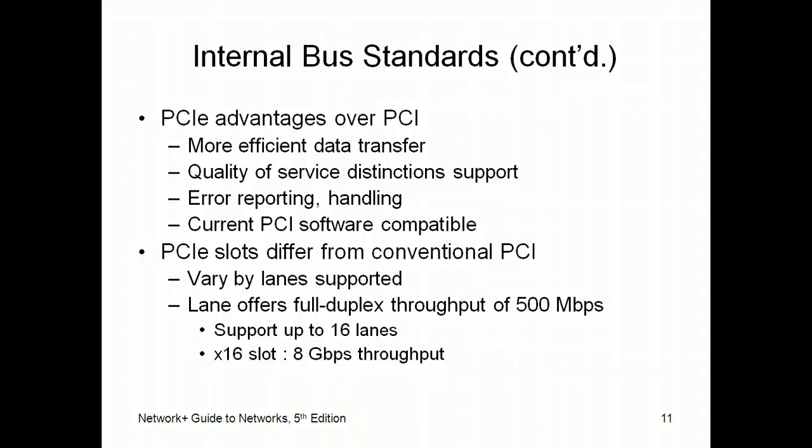Lanes offer what's called full duplex. All that means is data is going in and data is going out at the same time, up to 500 megabits per second. It supports up to 16 lanes in PCI Express, an x16 slot, 8 gigabits per second throughput on PCI Express.